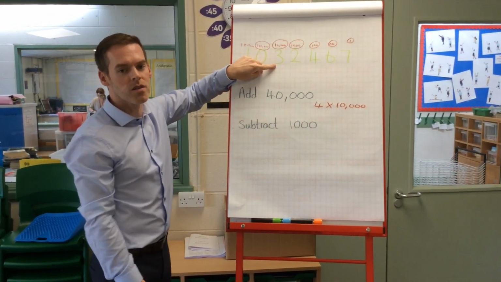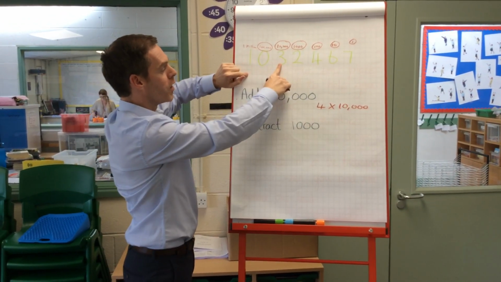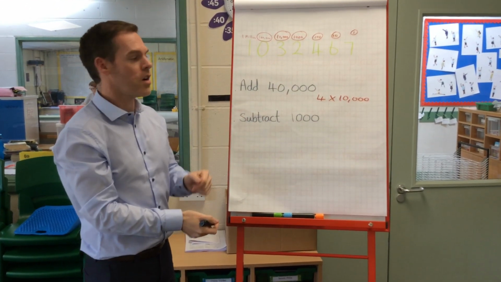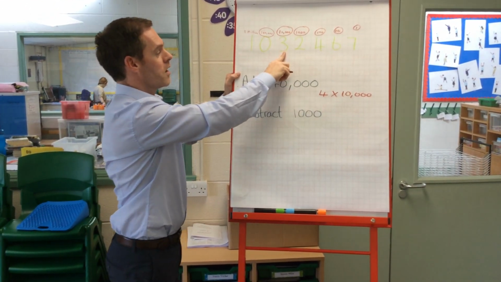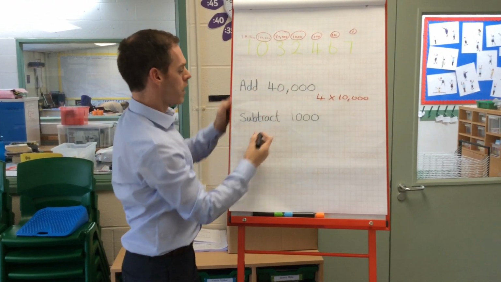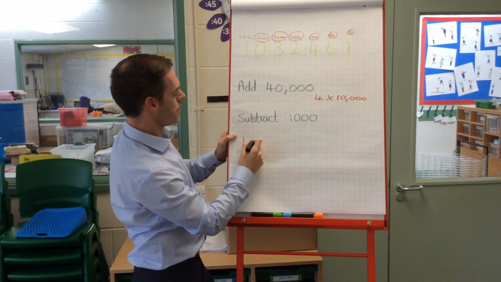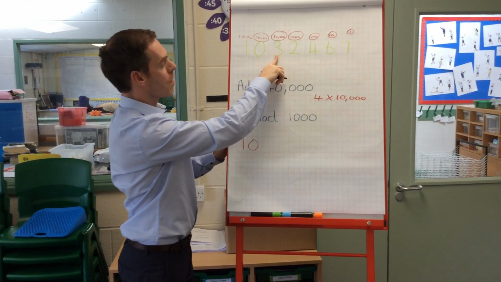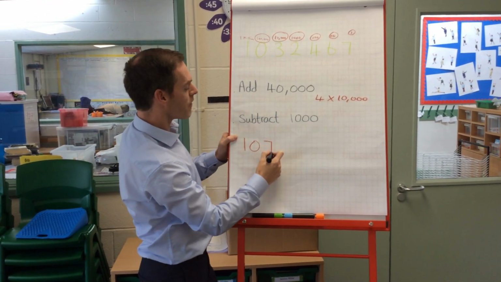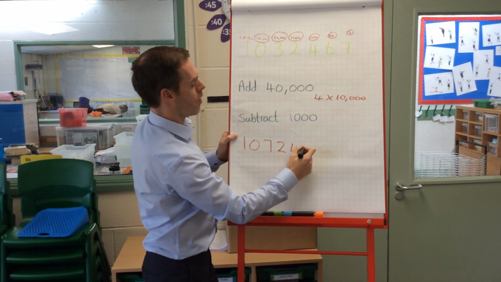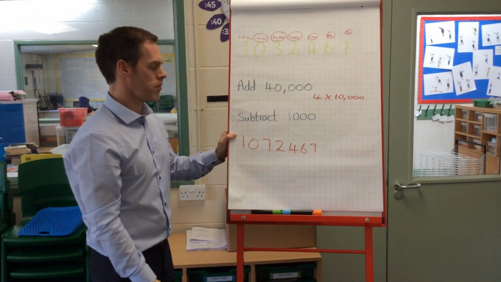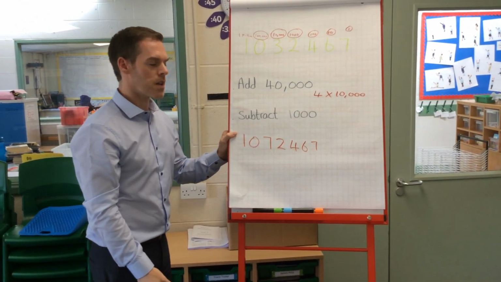I can do that in my head, I can do that mentally. There's 3 there at the moment. I'm just adding another 4. So that would now be 7. Okay, so I could write that in. I'll write it down here. That would now be 1 million. I'm adding 4 more 10,000, so 1,072,467. Okay, hopefully that makes sense.